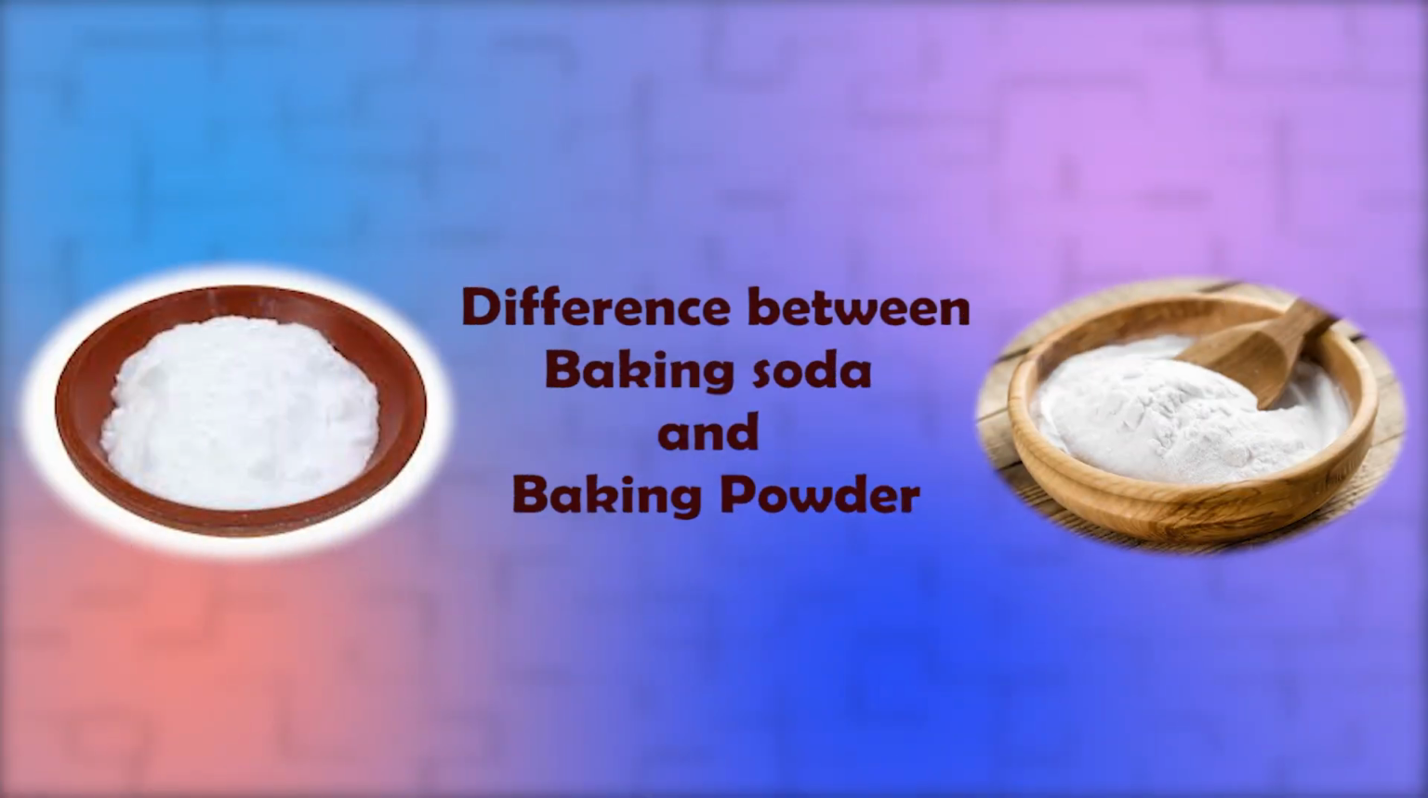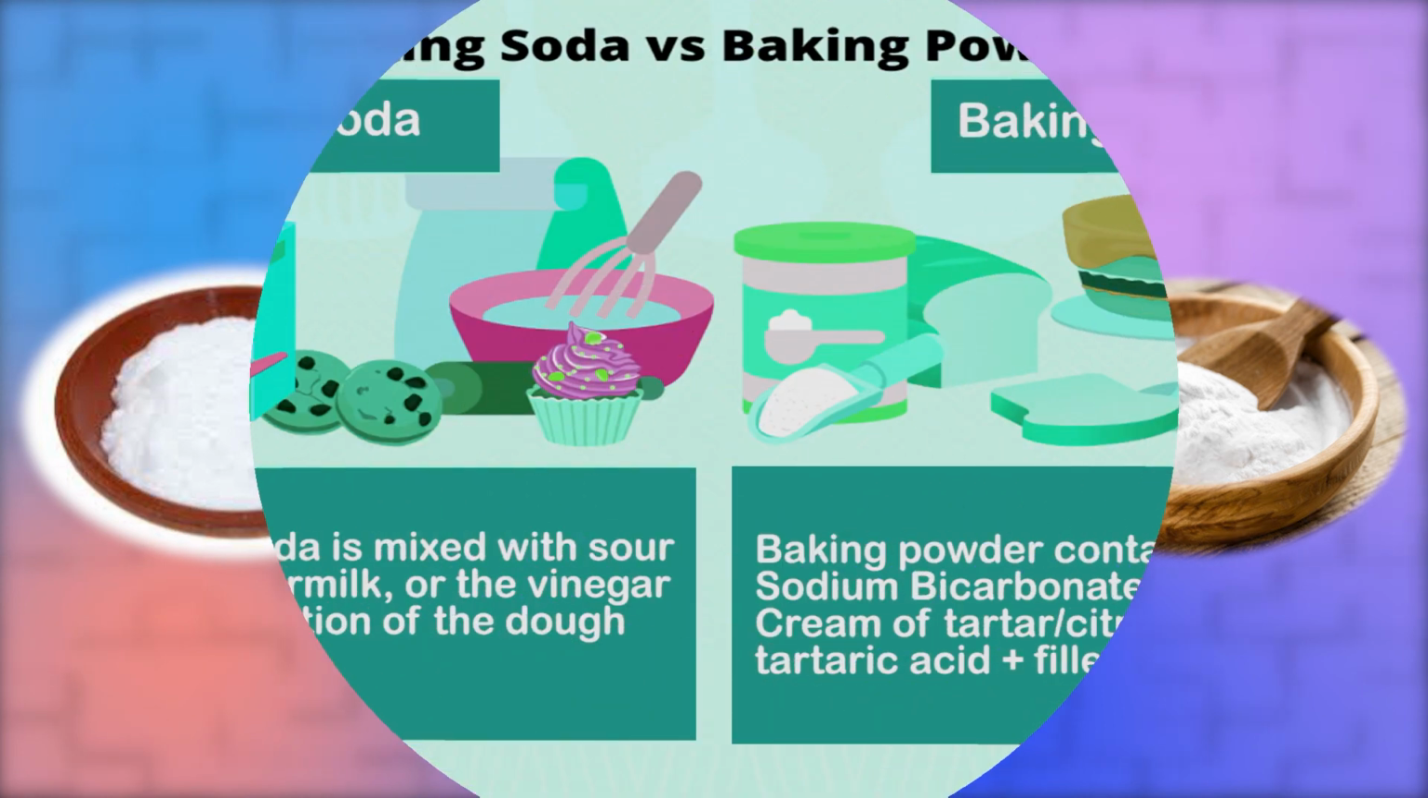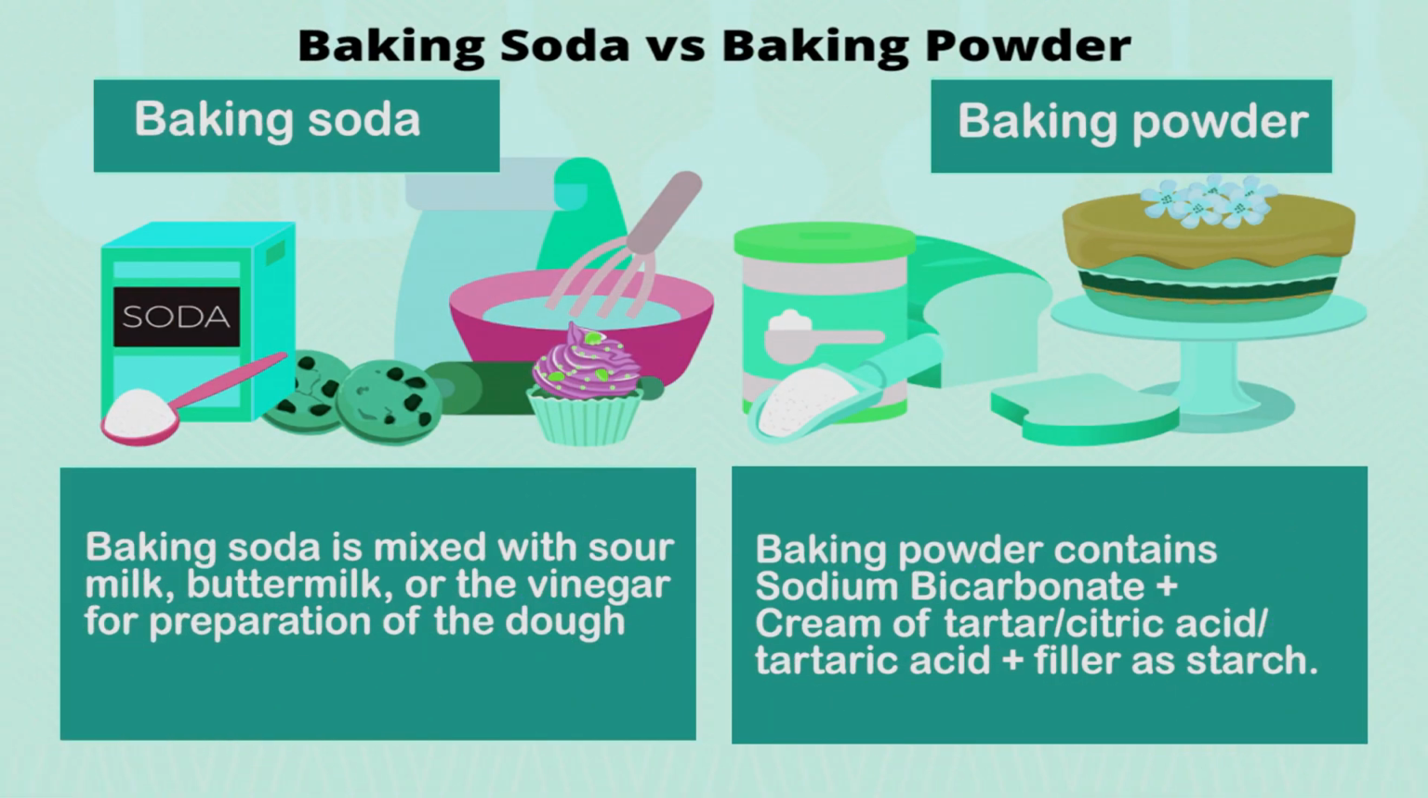Students, it is interesting to know the difference between the baking soda and the baking powder. The baking soda is mixed with sour milk or buttermilk or the vinegar for the preparation of dough, while the baking powder contains sodium bicarbonate, cream of tartar or citric acid or tartaric acid, and filler as starch.